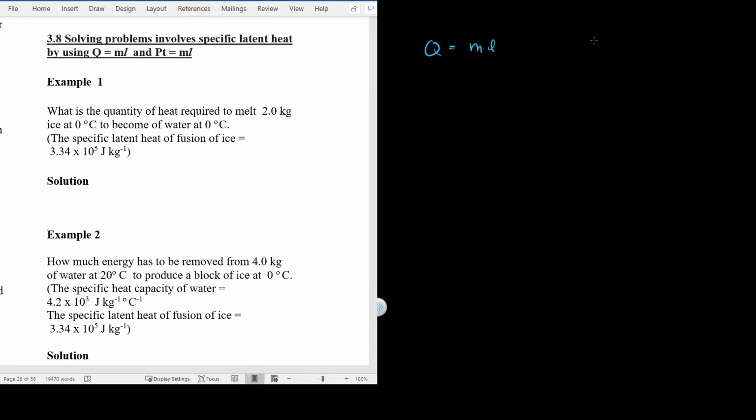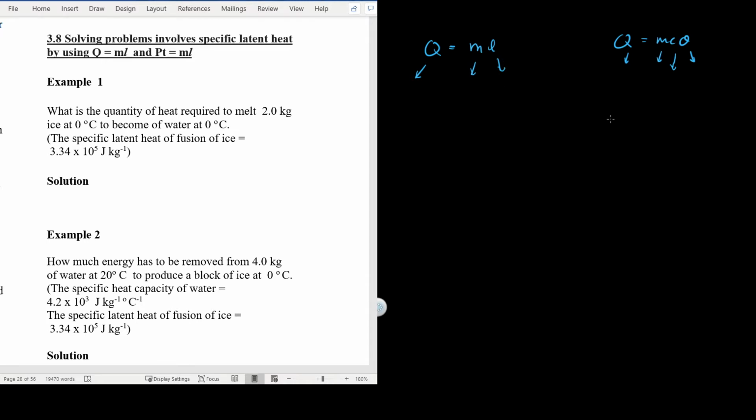For specific heat capacity, we use Q equals mc theta, where Q is the heat released or absorbed, m is the mass of the substance, c is the specific heat capacity, and theta is the change in temperature. But for specific latent heat, we use the formula Q equals ml, where Q is the heat released or absorbed, m is the mass of the substance, and l is the specific latent heat of that substance.